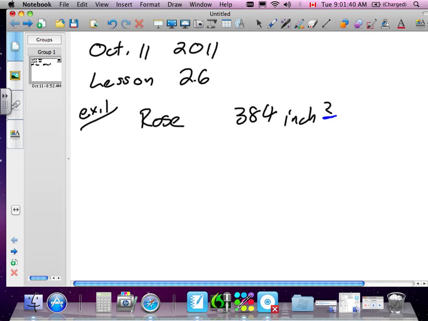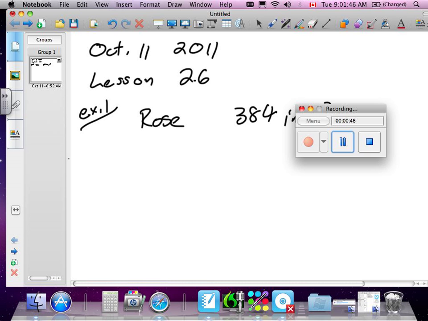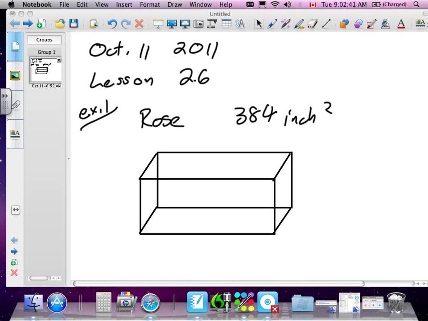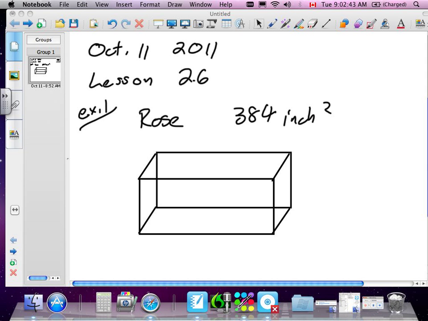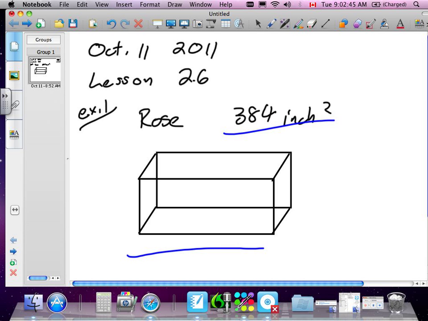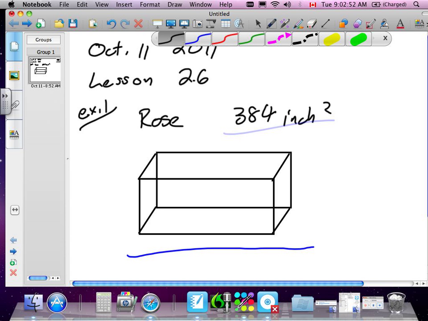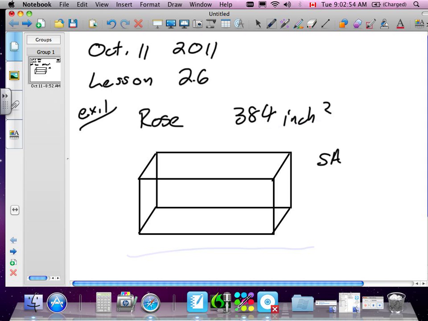And it says they constructed a box. So it is a three-dimensional shape. So we're going to quickly draw a diagram of that. So we have our rectangular prism, which we've just drawn a diagram of. And we know that our surface area of it is going to be 384 square inches. We need to maximize the volume.